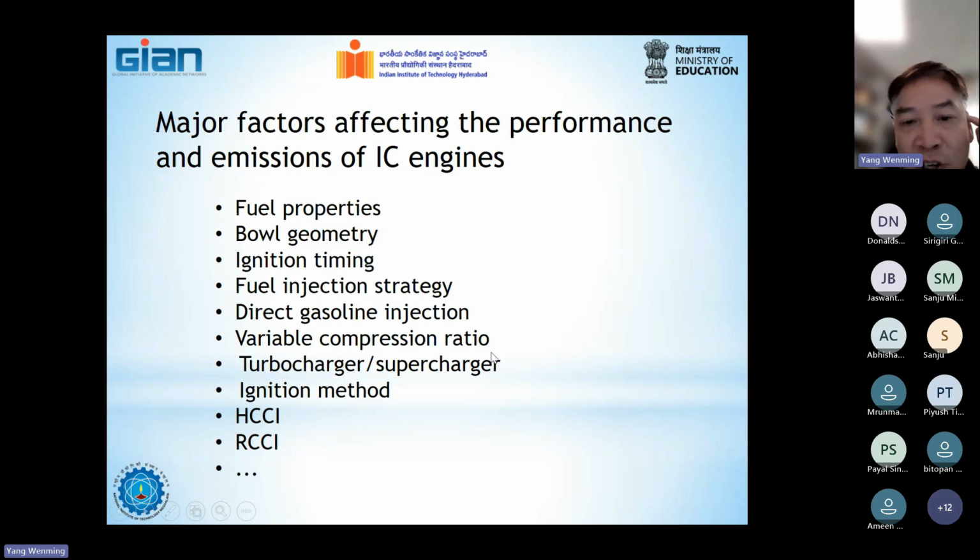The next one is the turbocharger or supercharger. This is commonly used for both gasoline engines and diesel engines to improve the power density and increase the efficiency, correct? Okay, the last one is the so-called ignition methods. Using different ignition methods can also improve the combustion process. Of course, we also have some different designs, for example, HCCI engines, RCCI engines, and so on.